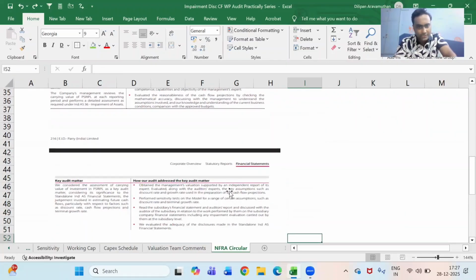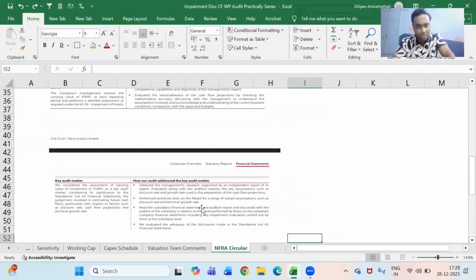Obtain the management's valuation supported by an independent report of its expert. So the management expert's report is required to be obtained, evaluated along with the auditor's expert. Yes, we looked at our internal auditor's expert. We sent the workings to them. We also gave a reasonableness around the key assumptions. They also stated that the assumptions were reasonable, such as discount rate and growth rate.